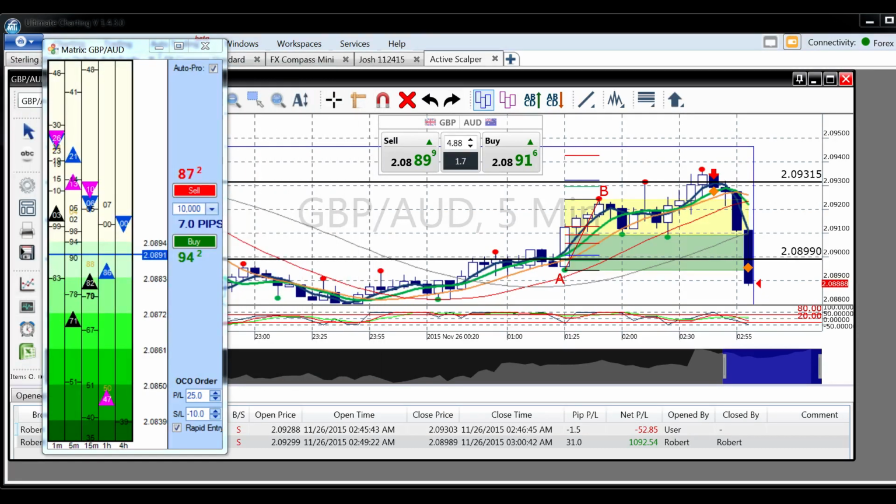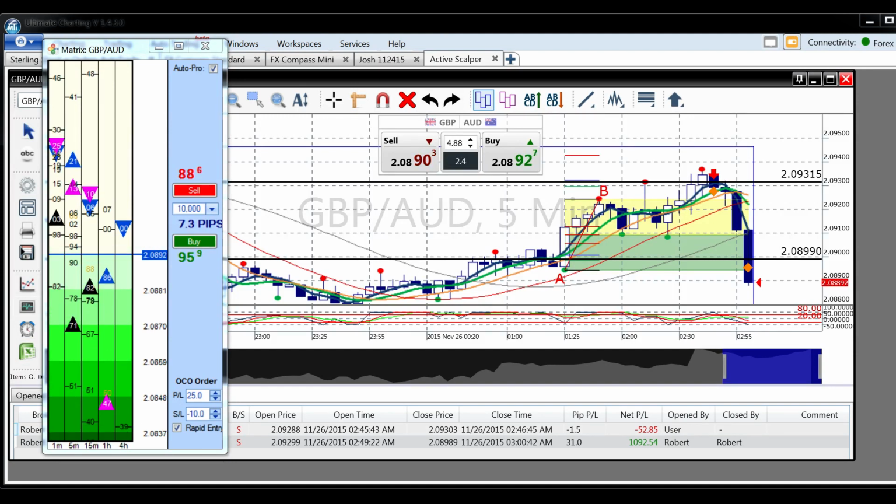An aggressive trader is looking to take every little swing in the market, take advantage of these little swings in the meantime here. Conservative traders, just one second, guys.